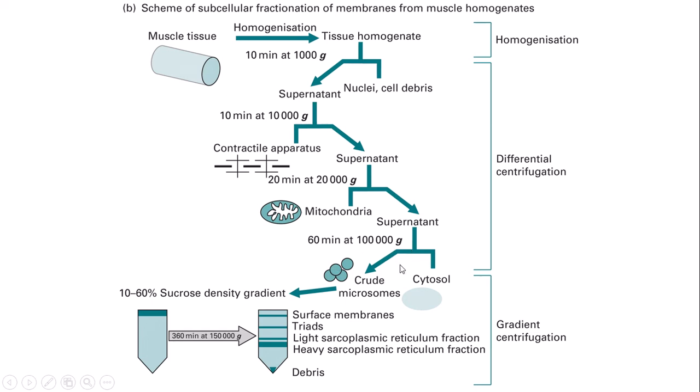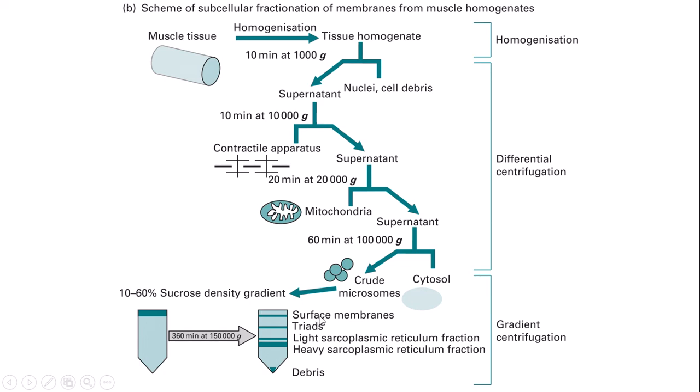Now we take the pellet and perform further gradient centrifugation on it. This is the crude microsomes which we have, and then we take a 10% to 60% sucrose density gradient. The sucrose density gradient is, we can simply say, from 1.1 to 1.6 density: 10% is 1.1 gram per cubic centimeter, and 60% is 1.6 gram per cubic centimeter. And we perform this for 360 minutes at 150,000 G.